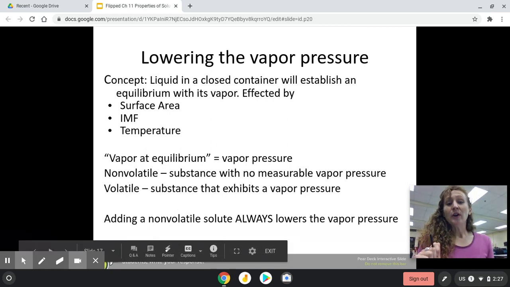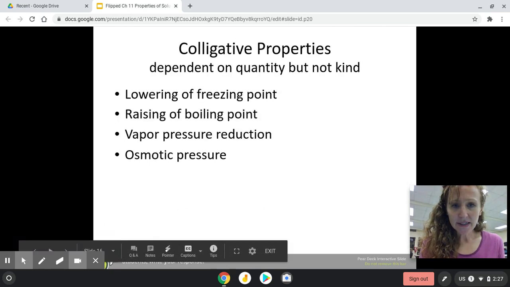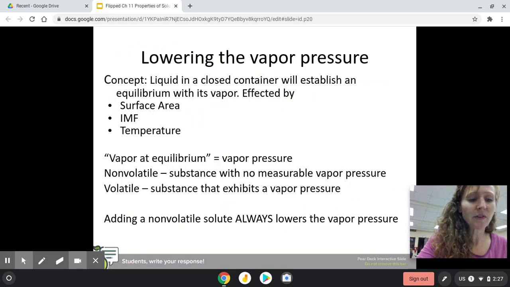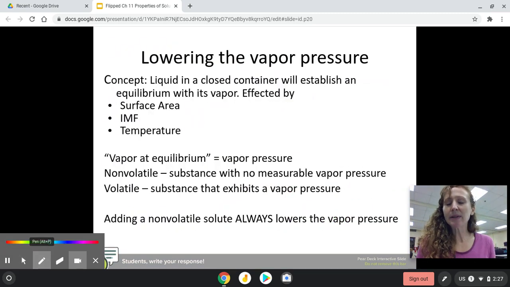All right, so vapor pressure. Really, is this the first one? Yep, I guess it is. Okay, so let's talk about vapor pressure. It's probably the trickiest concept to wrap your brain around. So let me step you through what vapor pressure is.